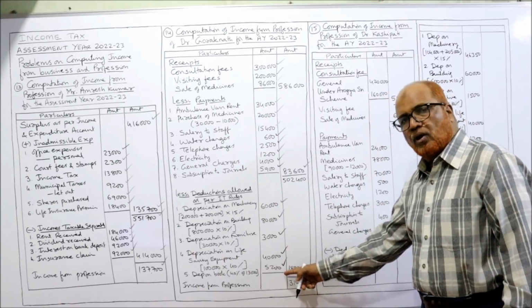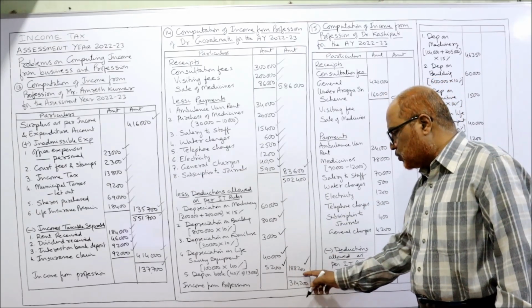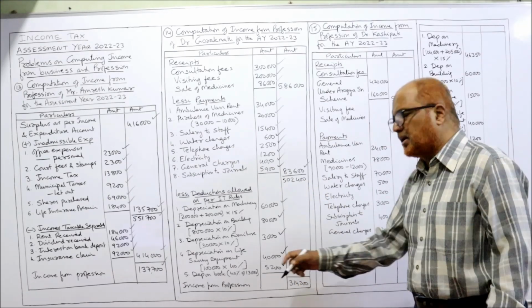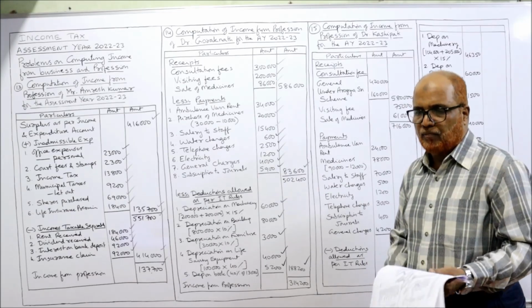Now take the total of all these. It comes to 188,200. Deduct: 502,400 minus 188,200, 314,200. This is the income from profession.